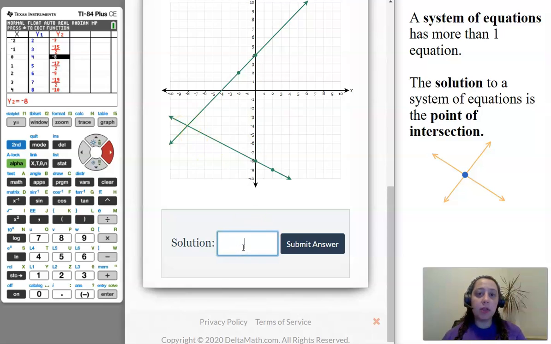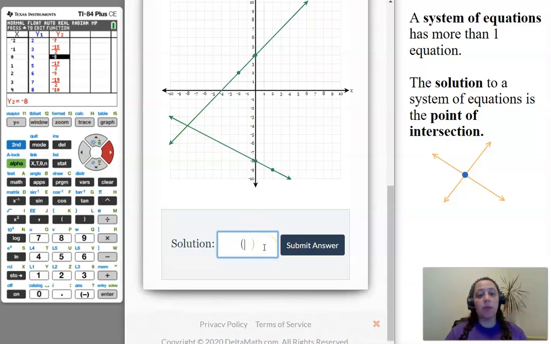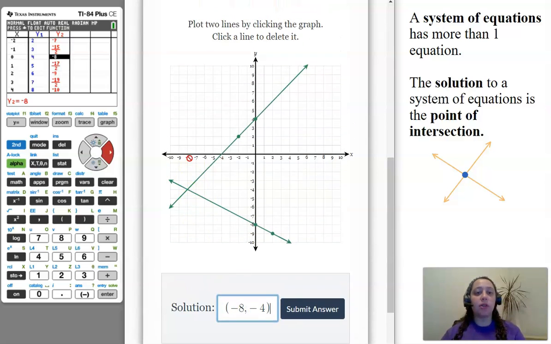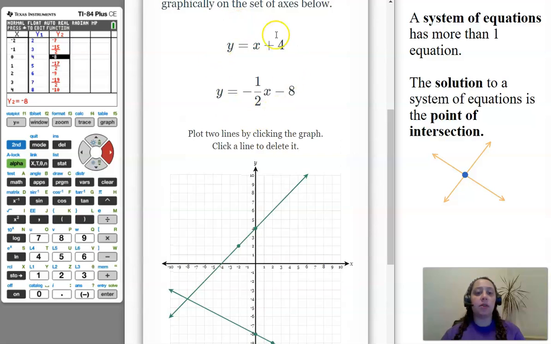We always write the solution as a point in parentheses. So we're going to put parentheses, our x value, which is -8, comma, our y value, which is -4. And we close the parentheses. So this point here, -8, -4, is the solution to this system of equations.